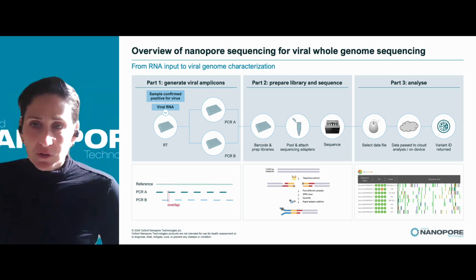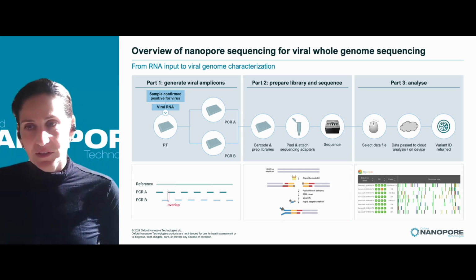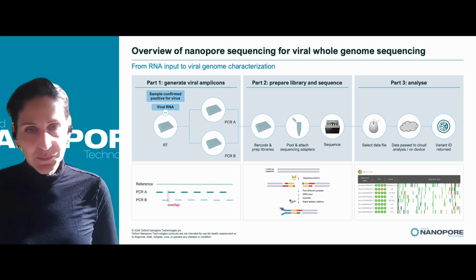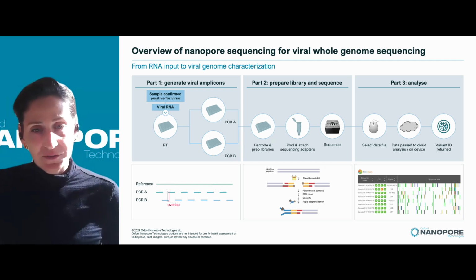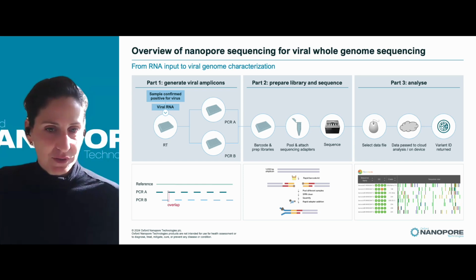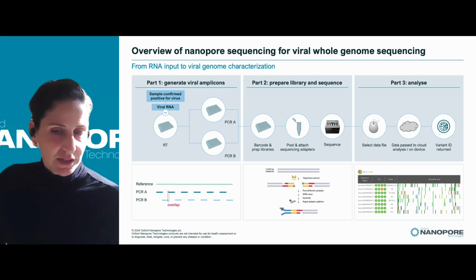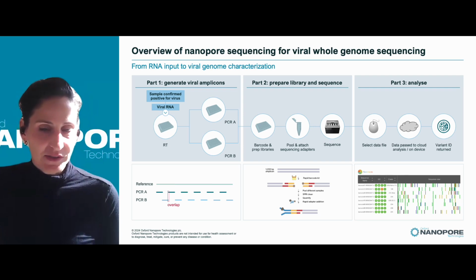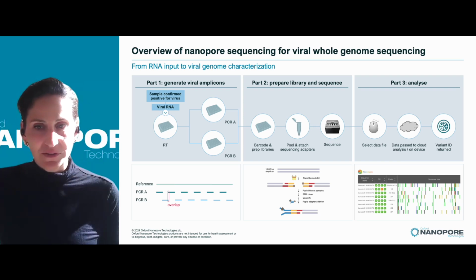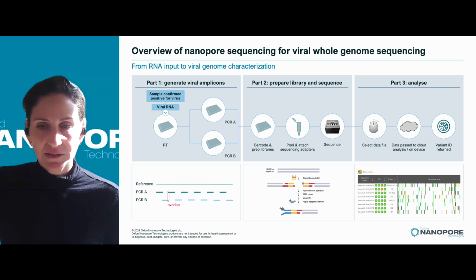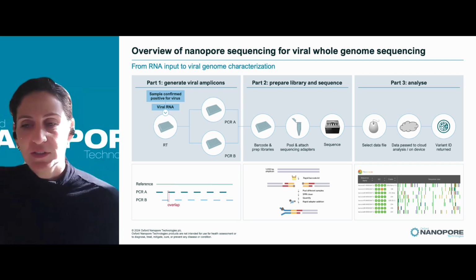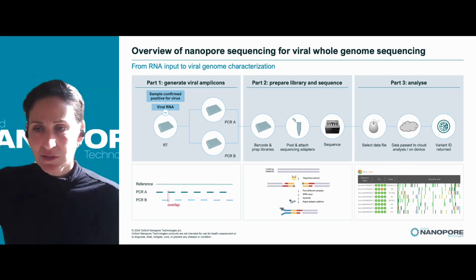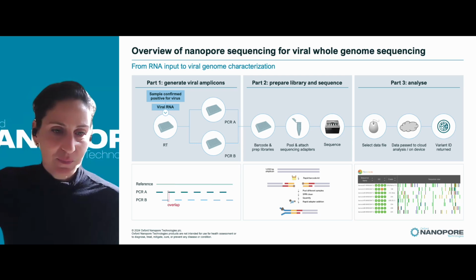So this slide just provides a quick overview of our viral whole genome sequencing solution for SARS-CoV-2. And this is a general approach that can be applied to other viruses as well. After we've confirmed our sample is positive for a virus, let's say through real-time PCR, we can reverse transcribe the RNA into cDNA, amplify our regions of interest through tiled amplicons based off of a reference genome, and then once we have those amplicons, pull them together, barcode them, attach our sequencing adapters, drop them into our flow cell, sequence, and then analyze our data.